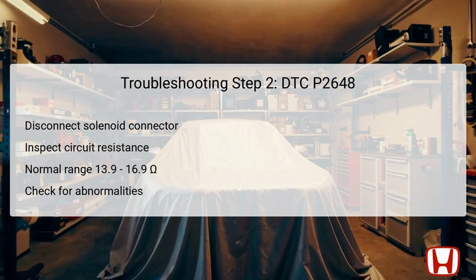For the second step, disconnect the 2-pin connector from the rocker arm oil control solenoid to isolate it for inspection. This action is crucial for testing the internal circuit resistance accurately.